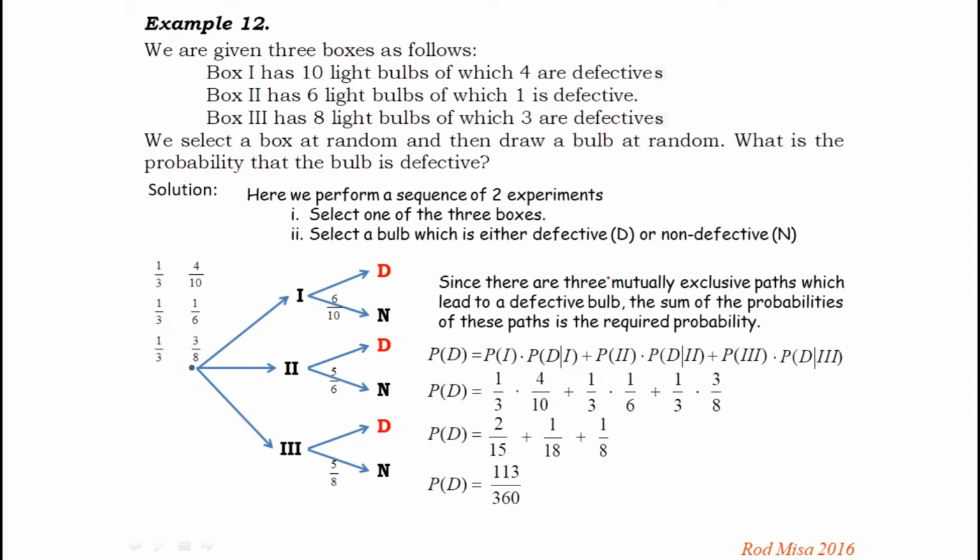113/360, which means that there is a probability of 113/360 of selecting a box at random, then drawing a defective light bulb from the box that you have chosen.